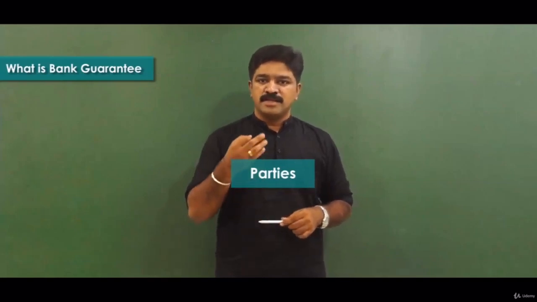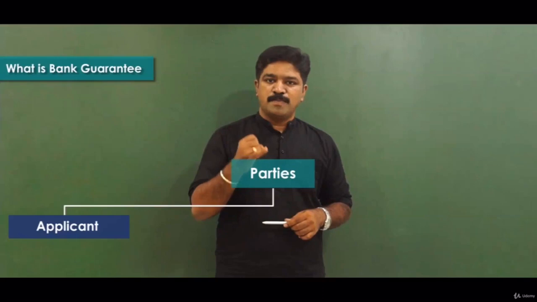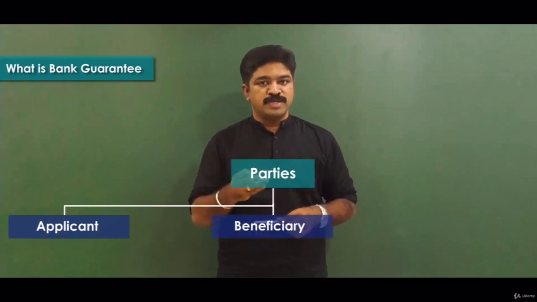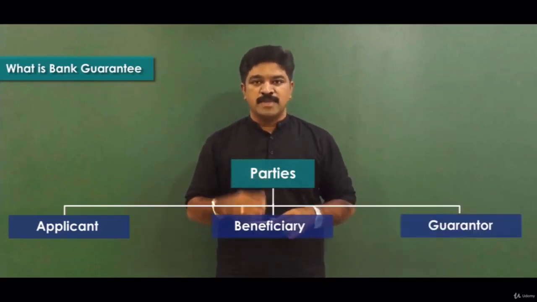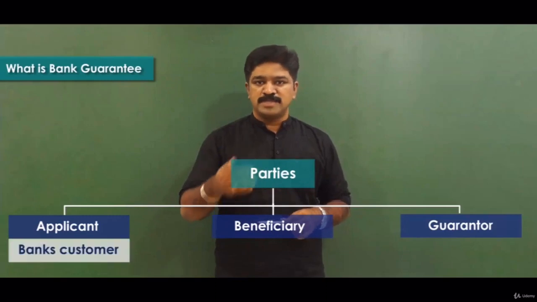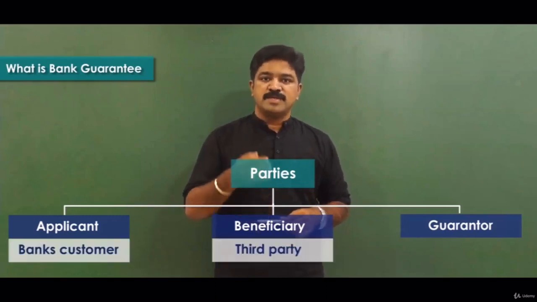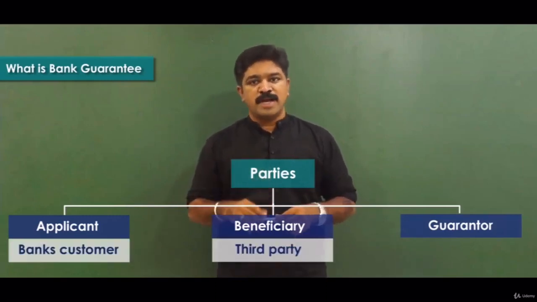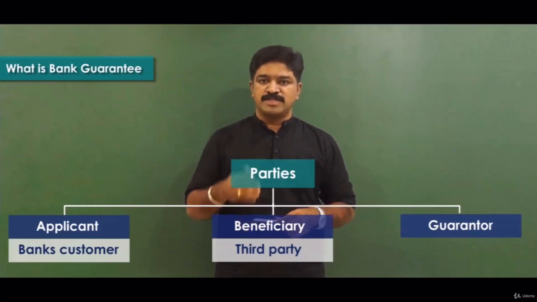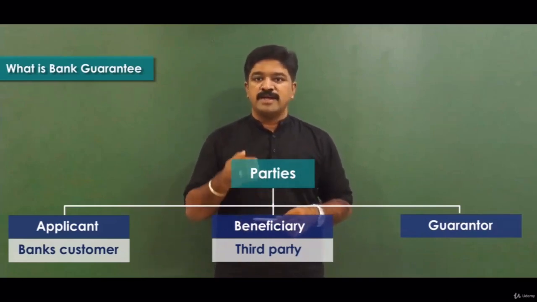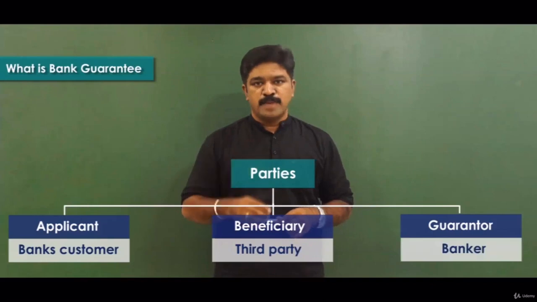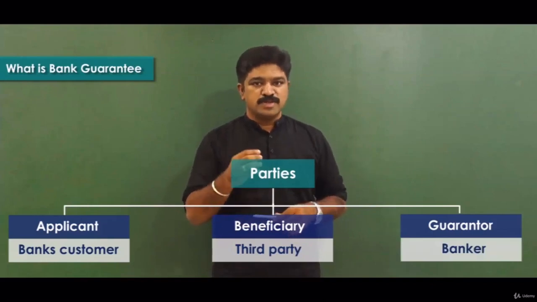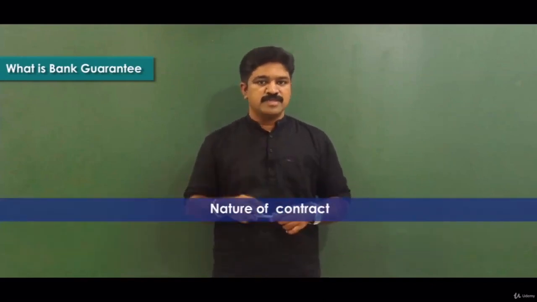So who are the parties involved in bank guarantee? Basically there are 3 parties. 1 is applicant, 2 is beneficiary and 3 is guarantor. Applicant will be bank's customer. Beneficiary is the person in whose favor bank guarantee has been created, or say the guarantee is given, and guarantor is generally banker.